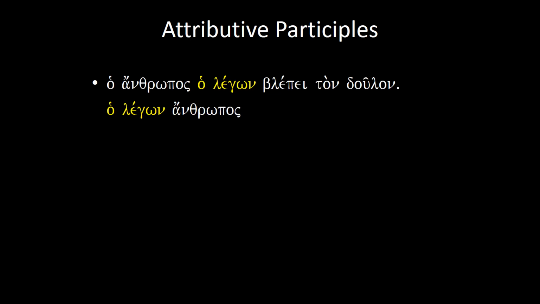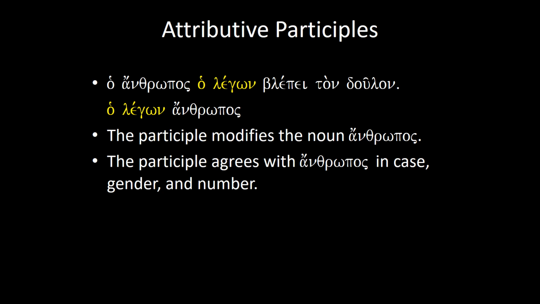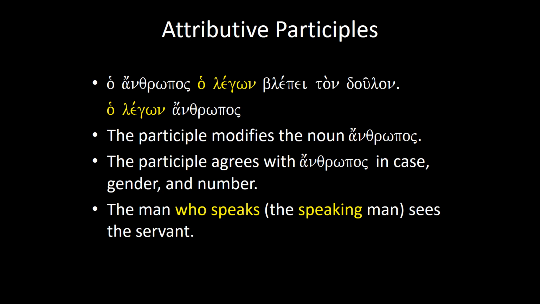So here's an example of an attributive participle. Ho anthropos ho legon. Or in the second line, ho legon anthropos. This would be the speaking man, or the man who is speaking. Then you have the verb blepei. So the speaking man sees ton doulon, the servant. So the participle legon modifies anthropos. It could do it in either one of these positions, the noun, the participle, or the participle noun. They both mean the same thing. So it agrees with anthropos in case, gender, and number. And so we could say the man who speaks, or the speaking man, either way is fine. The man who speaks, or the speaking man, sees the servant. It's modifying the noun anthropos, so it's attributive.